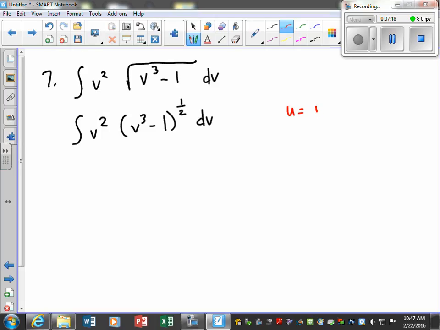But in this case, it's usually the one that's raised to the exponent. So if we let u be v cubed minus 1, what would be the derivative of that? 3v squared dv. Okay. All right, so let's rewrite this. u to the 1/2 power du.